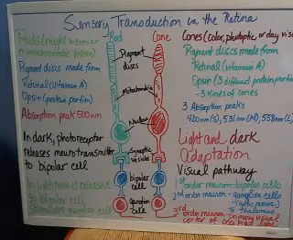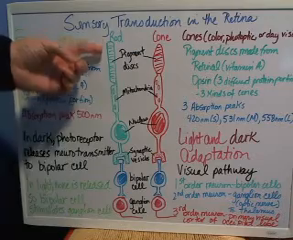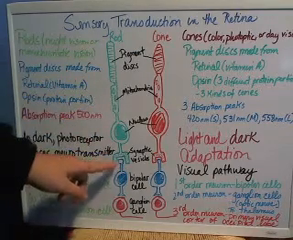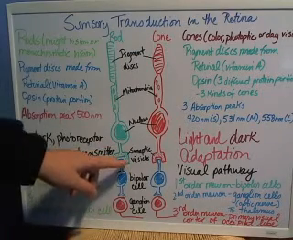So let's look, for example, at rods. If it was dark, this rod would be secreting neurotransmitter, glutamate, from here.